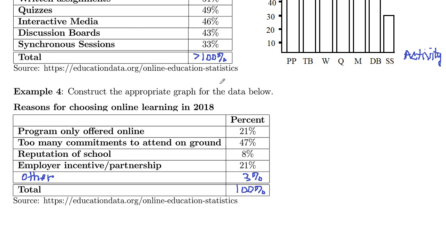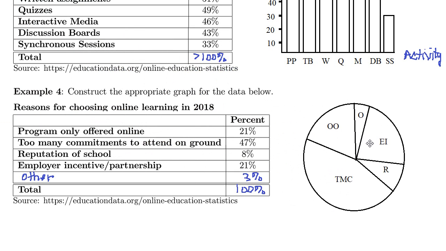So if we use a pie graph, it might look something like this. So I've got the sector areas representing online only, too many commitments, the reputation of the school, employer incentive program, and other. I labeled each of the slices here so we don't have to color code. Color coding could be another way to do that. But watch out for missing categories here. So if your percentages don't add up to 100%, there might be a category that's missing, and then that would allow you to do a pie graph.